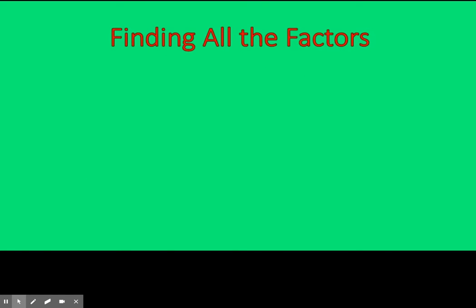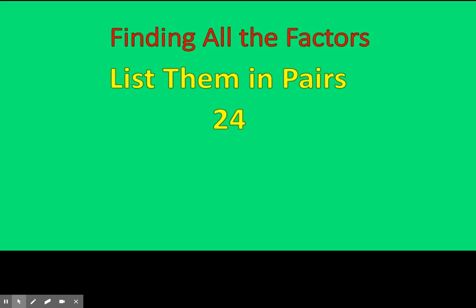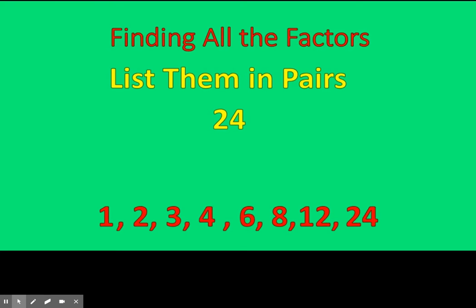All right, now I want to show you a trick real quick on how to make sure that you get all of the factors. You don't miss any factors. The key here is to list them in pairs. Remember, the number will be multiplied times something to get the factor. So let's look at 24. I'm going to list factor pairs. 1 times 24, 2 times 12, 3 times 8, 4 times 6.